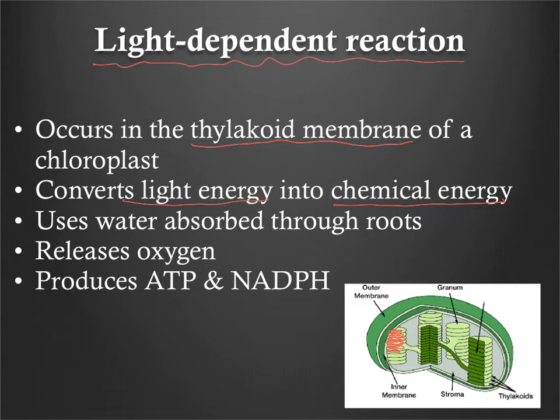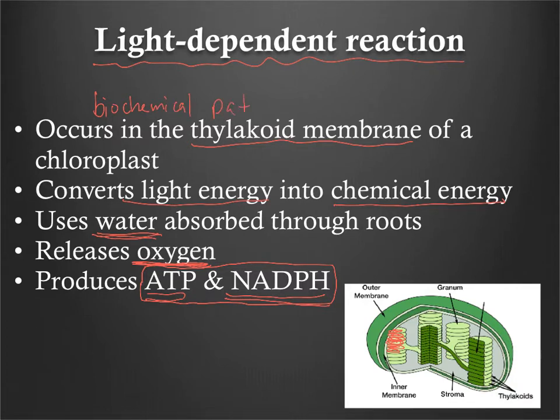Okay, one of the reactants it needs is water. The water is going to come from the plant absorbing it through its roots. And one of the products of the light-dependent reactions is oxygen gas. Two other products of light-dependent reactions are these two energy-containing molecules called ATP and NADPH. These provide the source of energy for the light-independent reactions which follow the light-dependent reactions. These things are called biochemical pathways.